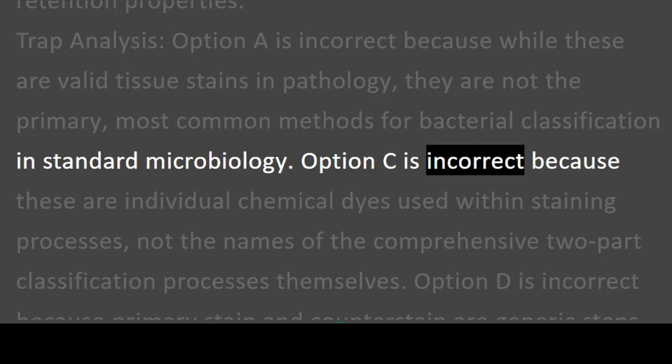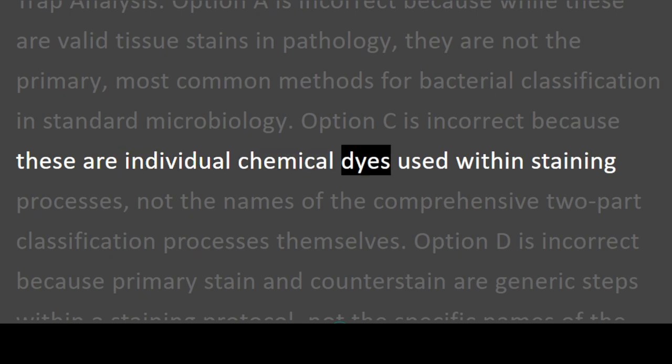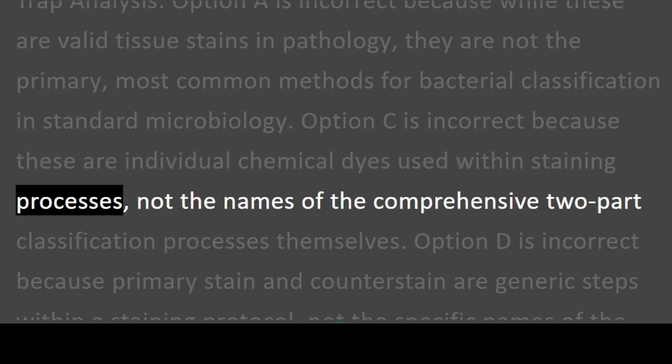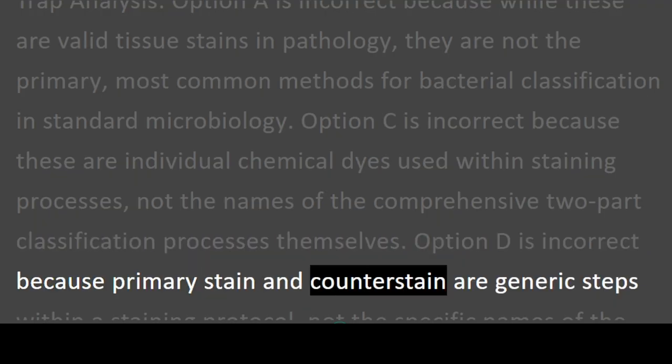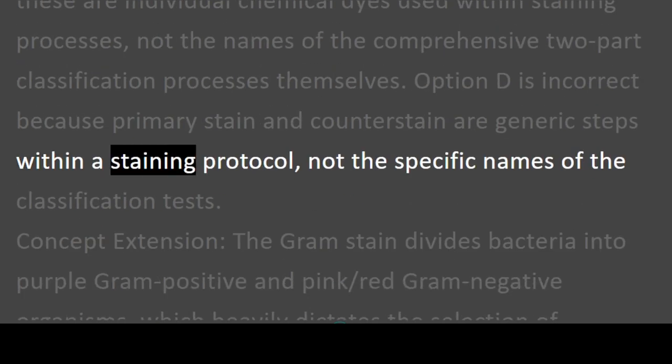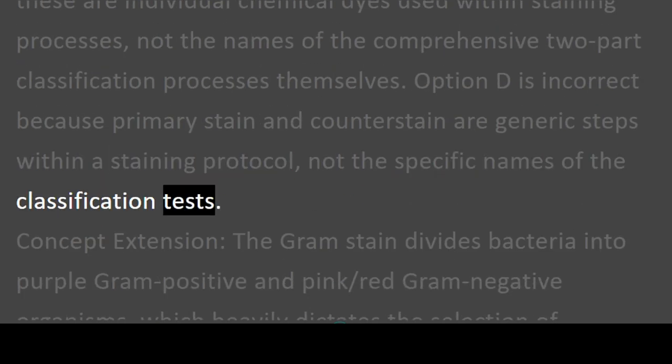Option C is incorrect because these are individual chemical dyes used within staining processes, not the names of the comprehensive two-part classification processes themselves. Option D is incorrect because primary stain and counterstain are generic steps within a staining protocol, not the specific names of the classification tests.